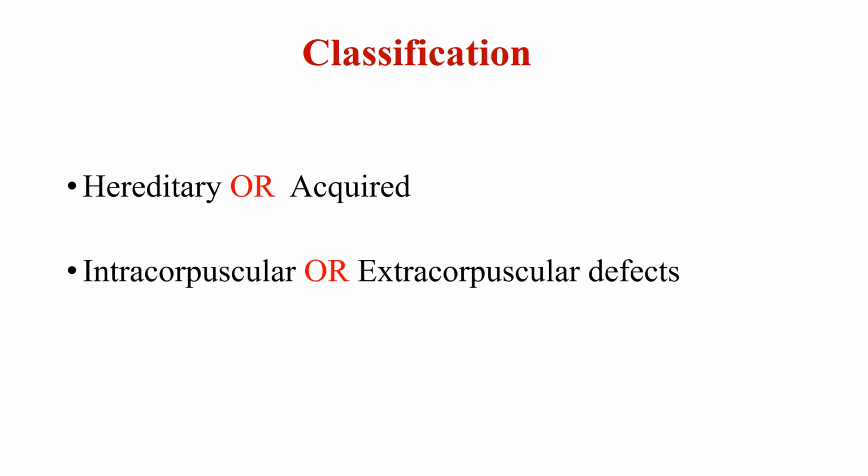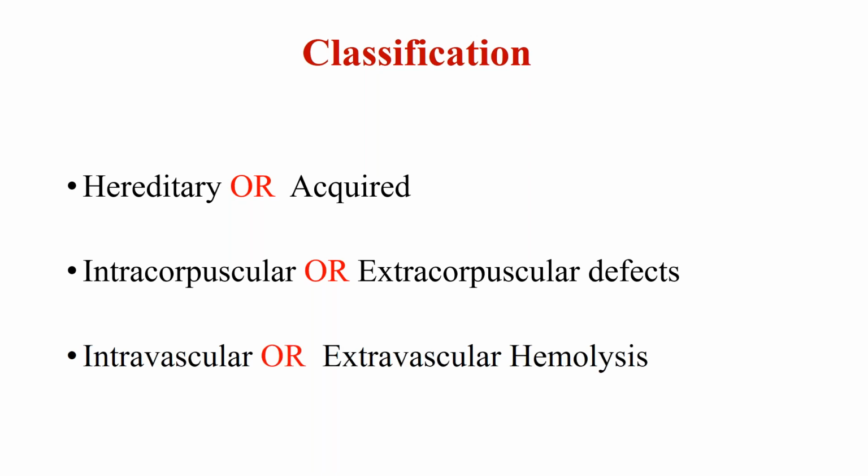Then, it can be intracorpuscular causes or extracorpuscular defects. Intracorpuscular means the defects which lie within the RBCs, which make them more prone to premature destruction. Or it can be extracorpuscular defects which make them prone to destruction, like antibodies being formed, some increased antigen presentation, but that is mainly extracorpuscular defects. While intracorpuscular means the defects in the membrane, deficiency of the enzymes. So that is intracorpuscular defect.